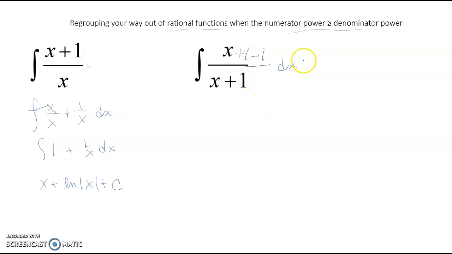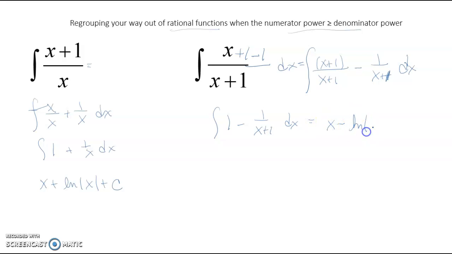So now we're here, and here's why I call it the regrouping trick. We're going to regroup it into x plus 1 over x plus 1 minus 1 over x plus 1. So now what we're really doing is 1 minus 1 over x plus 1, so we've got x minus ln x plus 1. Pretty easy trick. Let's try another one.